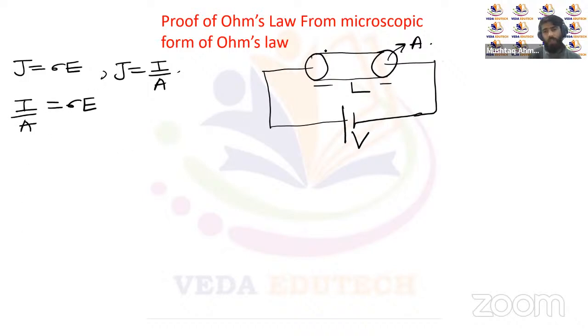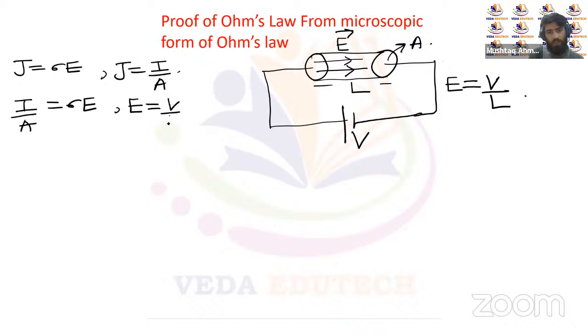And we know that an electric field has been set up. This is the electric field E inside the conductor, and this electric field E is equal to the potential difference across the ends of the conductor divided by the length of the conductor, right? So we can replace E with V over L. If we replace E with V over L, our I over A will be equal to sigma V over L, correct?